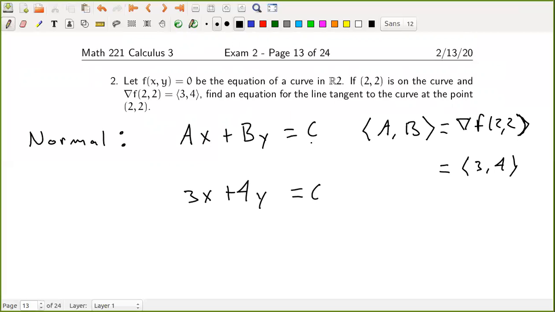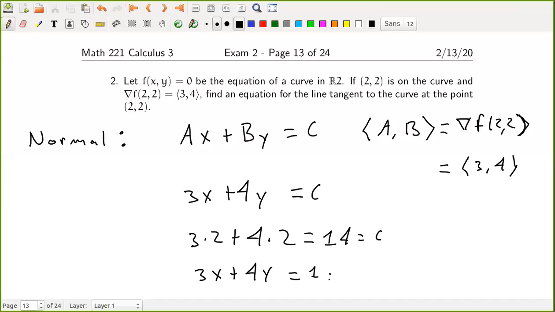And how do we figure out what c is? Well, we just plug in any point on the line. We know (2, 2) is on the line. So 3 times 2 plus 4 times 2, this is 6 plus 8, which is 14. This is equal to c, and so the normal equation is 3x plus 4y is equal to 14.